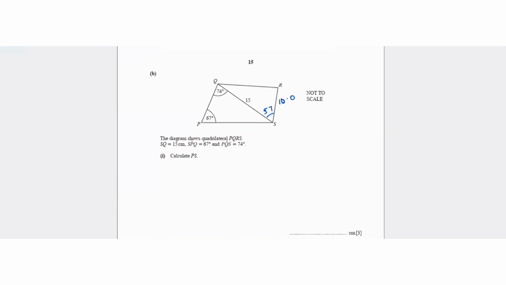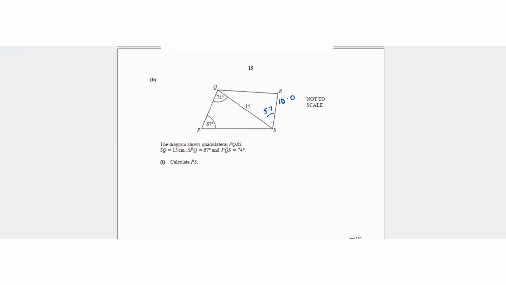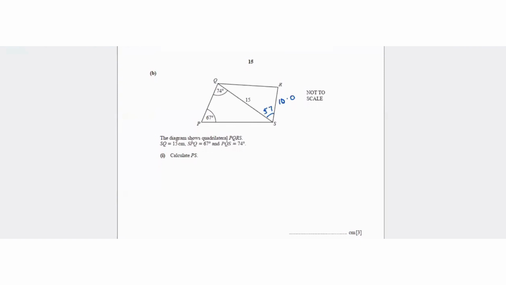This is part B, so let me just label that over here. For QR, this is what we're trying to find. We use the cosine rule. QR squared equals QS squared plus SR squared minus 2 times QS times SR times cos of angle S. Not angle S, to make it more accurate, angle QSR.